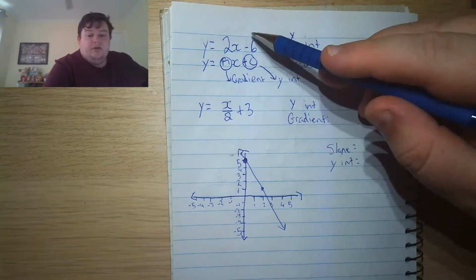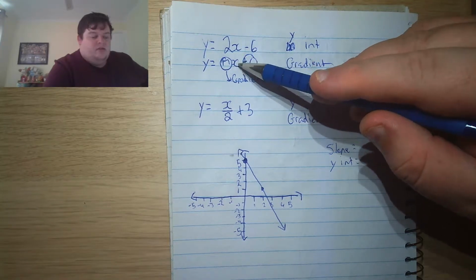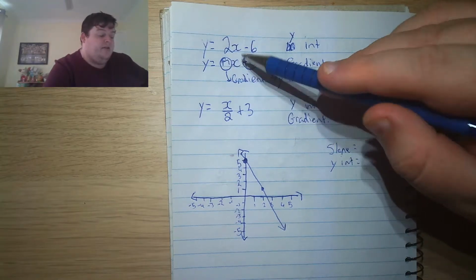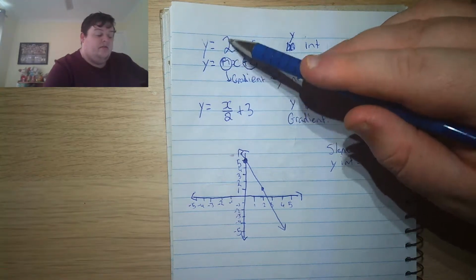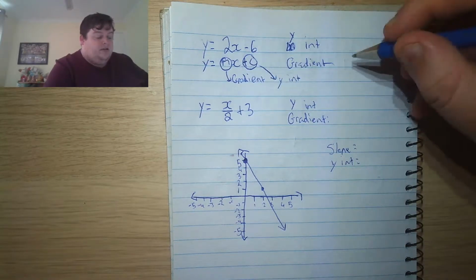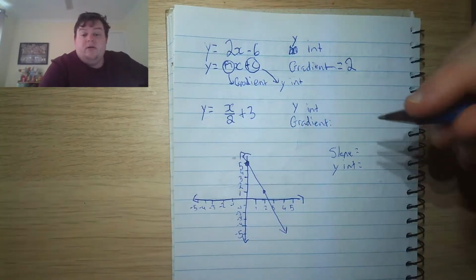So looking at this original equation, we can see that since the m is attached to the x, like the coefficient of x almost, it's mx, 2x, the 2 is the same as m. You can see that they're the same thing. So that means that the gradient is 2.